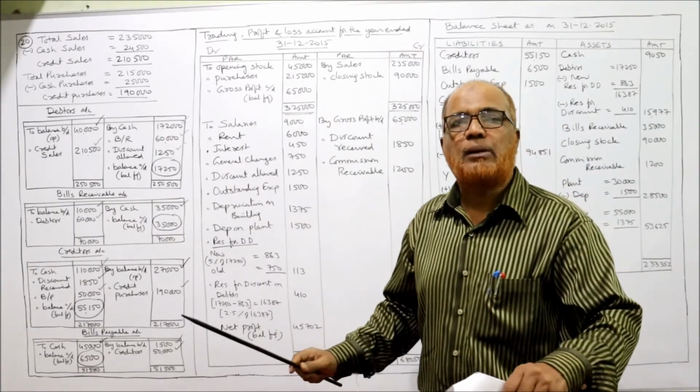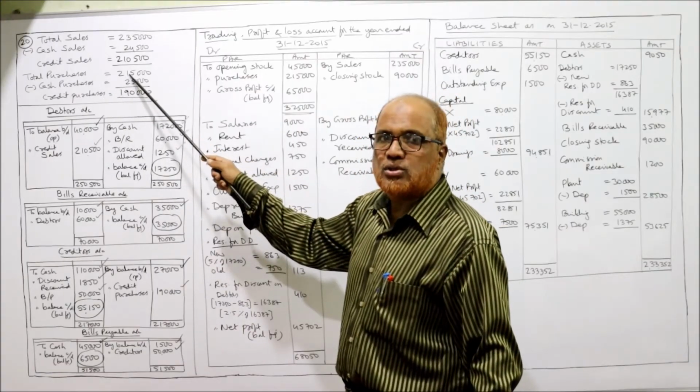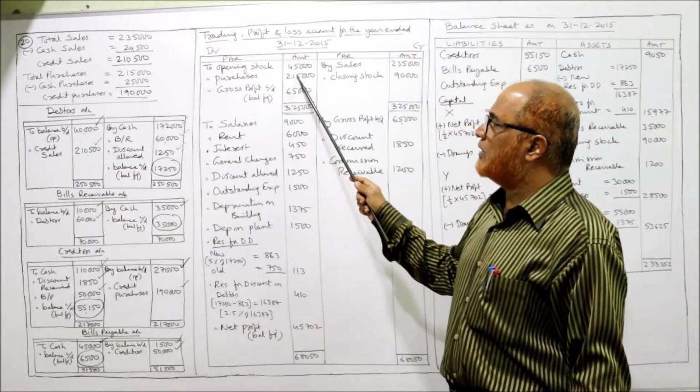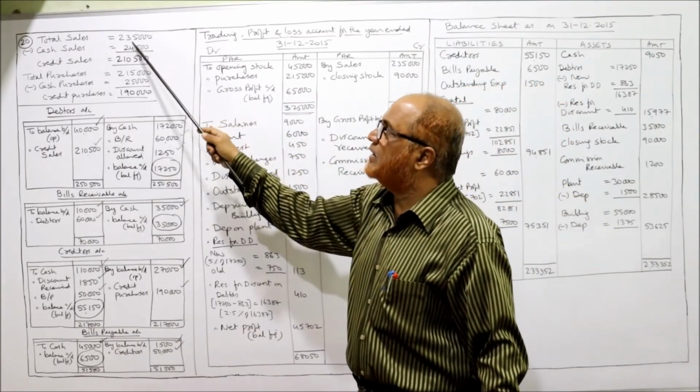Purchases. We need total purchases. How much is the total purchases here? 2,15,000 is the total purchases. So purchases 2,15,000. Sales. I need total sales. Total sales are 2,35,000.